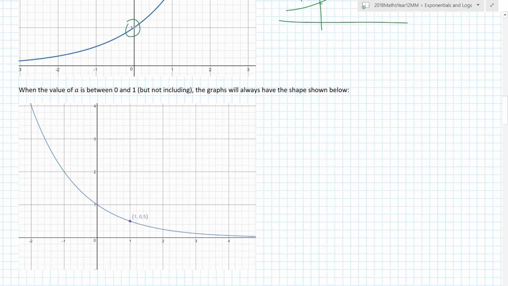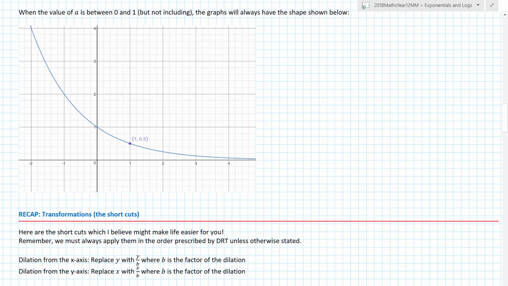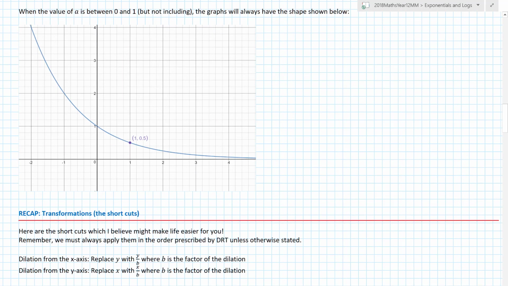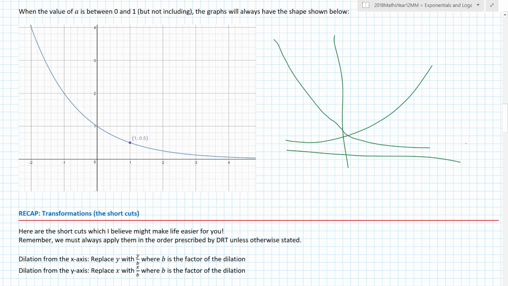But when the value of a is between 0 and 1, but obviously not including them, the graphs will always have the shape shown below. So in this situation, rather than going up, it's actually reflected in the line x equals 0. It's still going through the point (0, 1), but when I have 1 in there, I get 0.5 out.